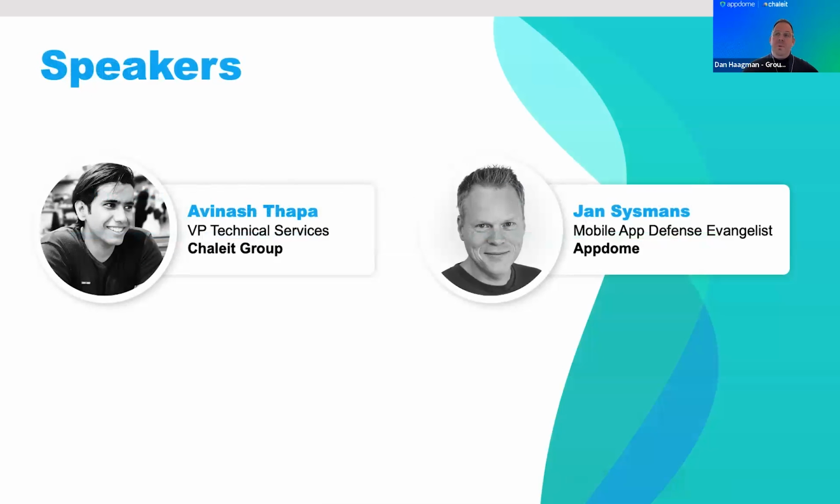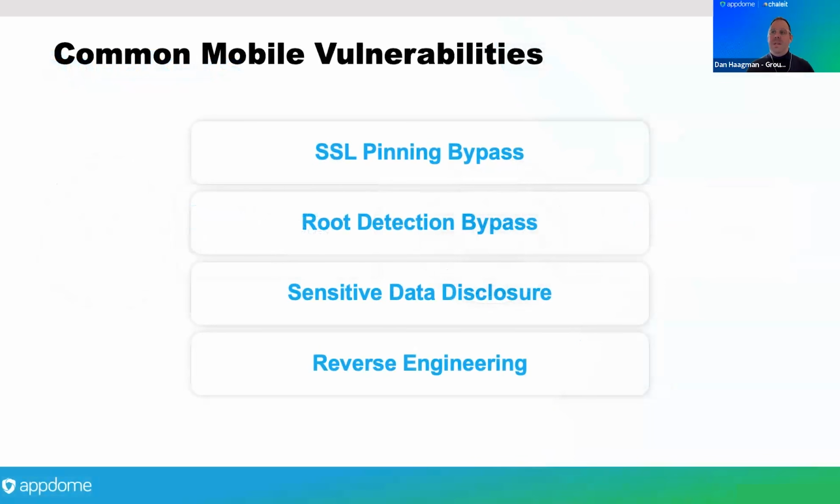So without further ado, we've got two wonderful people. Jan Sysmans is Mobile App Defense Evangelist. I wish I had a title like that. That is super cool. Jan leads that within Appdome. And we've also got Avinash Thapa. Avinash is a VP of Technical Services in Chaleit as part of our global VP group, and a seriously interesting person who I've known for very many years as well. So let's get straight into this.